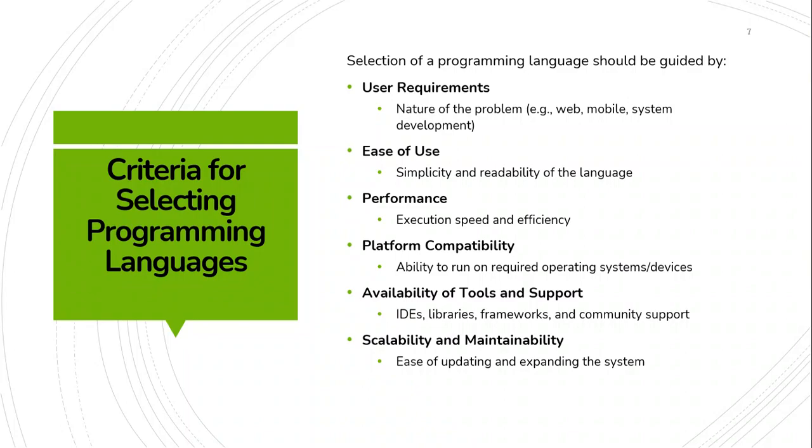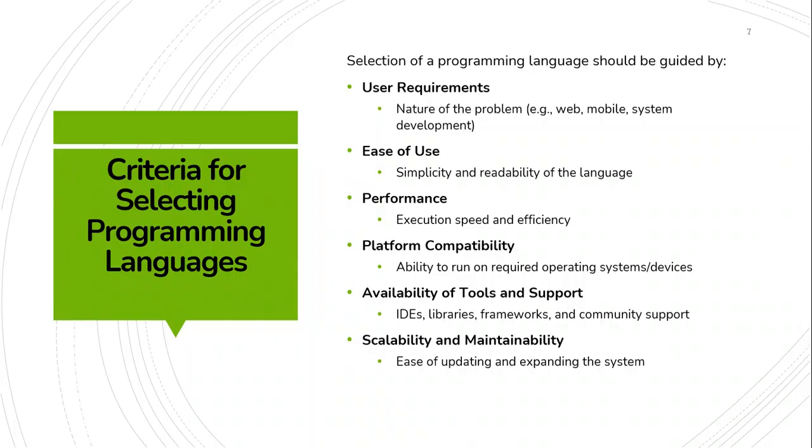Then the criteria number three for selecting a programming language is performance, execution speed and efficiency. You must select a language that executes fast and is efficient. A good example is the C and C++ programming languages. They are compact, and they also execute fast. They are compiled, which makes them so good in terms of performance.